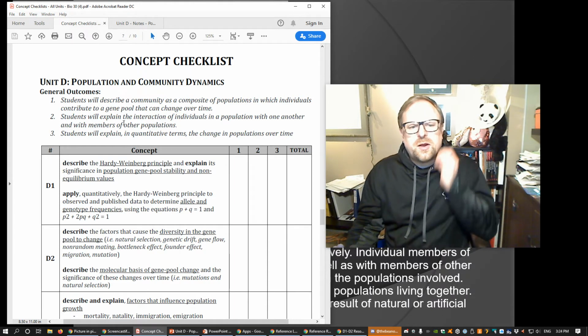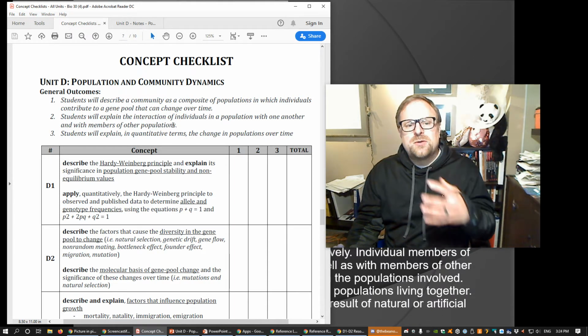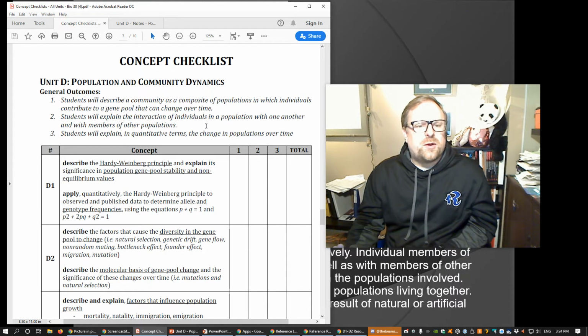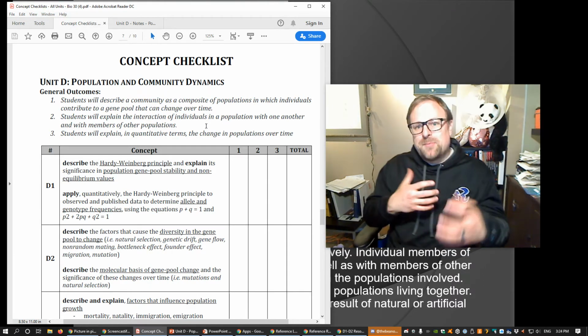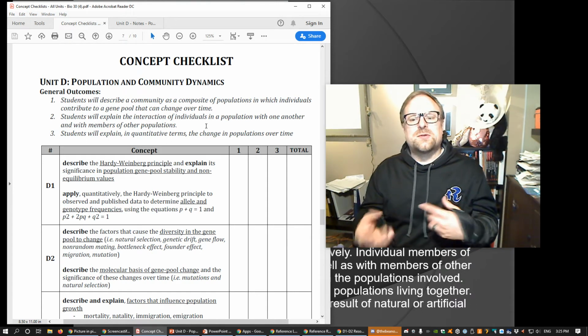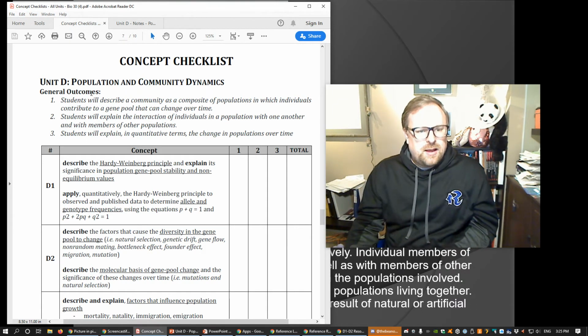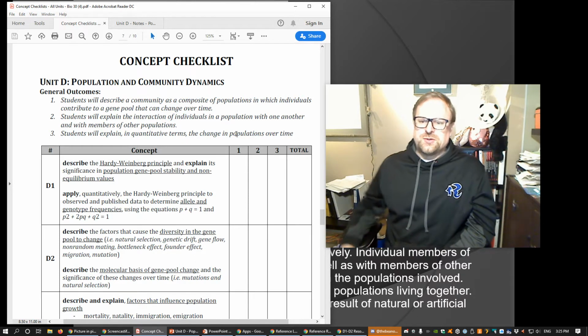You're going to be able to explain the interaction of individuals in a population with one another and members of other populations. So now we're starting to really get into studying populations and communities and ecosystems, which is what I love doing. And then lastly, you're going to explain in quantitative terms the changes in populations over time.